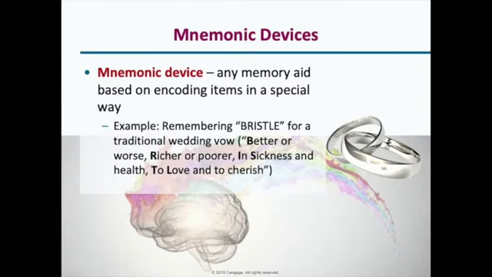Mnemonic devices can be helpful for remembering people's names as well. For example, you might remember somebody named Harry Moore by picturing them as More Harry. Also, certain things like wedding vows. You can remember the word bristle very easily, and each letter of bristle can represent a different part of the vow. Slide 52.